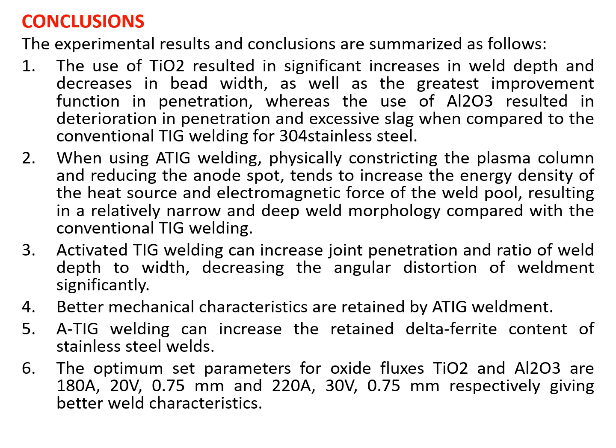When using ATIG welding, physically constricting the plasma column and reducing the anode spot tends to increase the energy density of the heat source and the electromagnetic force of the weld pool, which results in a relatively narrow and deep weld morphology compared with conventional TIG welding. The activated TIG weld can increase the joint penetration and the ratio of weld depth to width, decreasing the angular distortions of the weld metal significantly. Better mechanical properties are retained by using ATIG weldments. ATIG welding can increase the retained delta ferrite content of stainless steel welds.